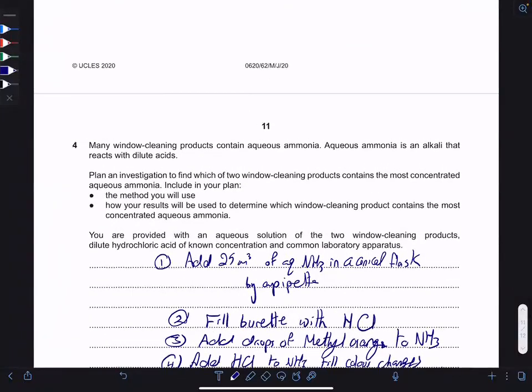Finally, the experimental design. You have two window cleaning products made of ammonia, which he's told you is an alkali that reacts with acids. He wants you to plan an investigation to show which one has the most concentrated aqueous ammonia. Straight away, titration. If you want to differentiate between the concentration of acids or alkalis, you use titration.